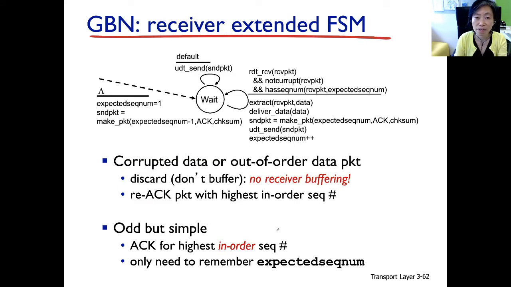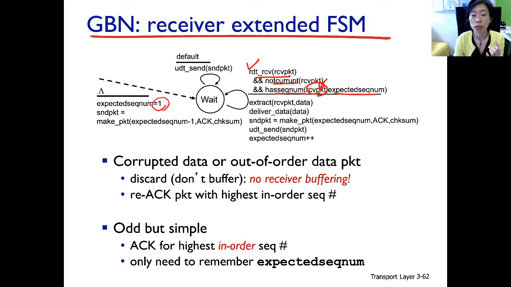Now, the receiver finite state machine of Go-Back-N. It's actually quite simple. Let's just skip the initialization and focus on the 2 possible transitions. Among the 2, this one is the more straightforward. We receive data, get a call from below, and check that the data is not corrupted, and check the sequence number of the data. hasseqnum is a function newly defined for Go-Back-N. What it does is simply check the sequence number in the data and see if it matches the expected sequence number, which starts from sequence number 1.